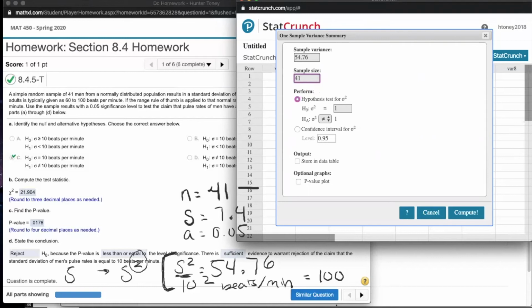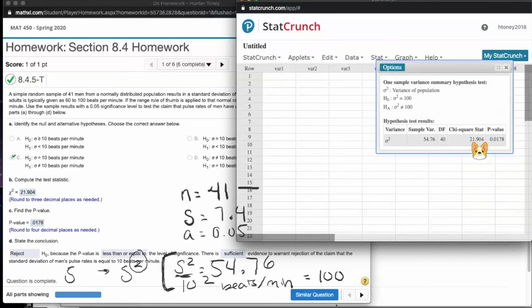But because we're squaring our standard deviation, and because we're measuring our standard deviation, we also want to make sure we square our hypotheses. So even though we had 10 here, we're going to be looking at 100, which is 10 squared, here. So once that's all filled in, we can hit compute, and it'll give us our chi-square statistic and our p-value.